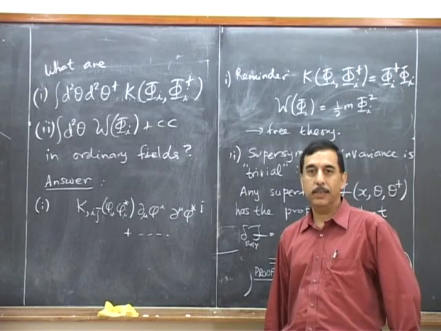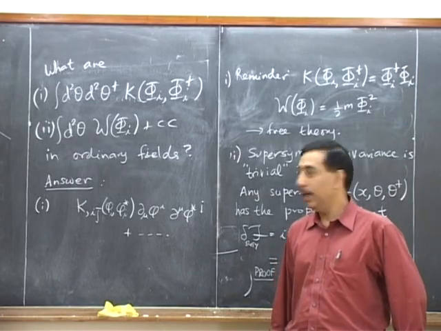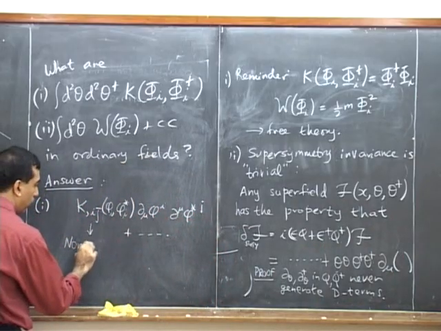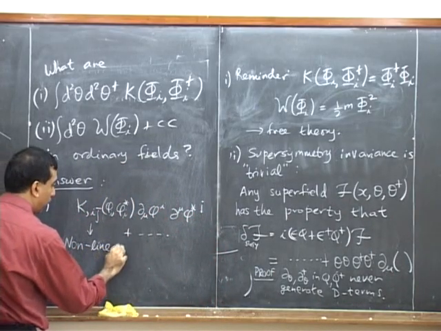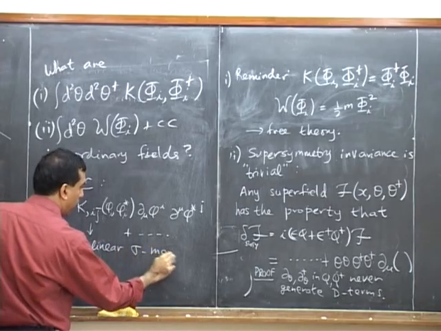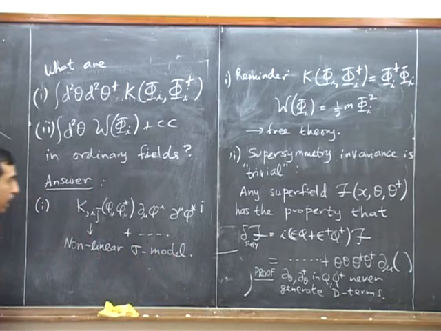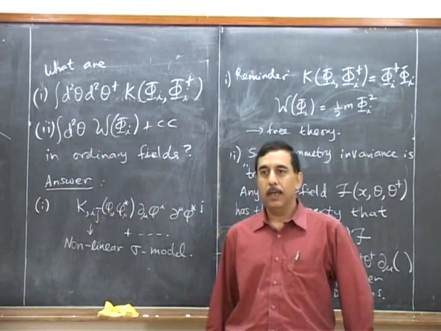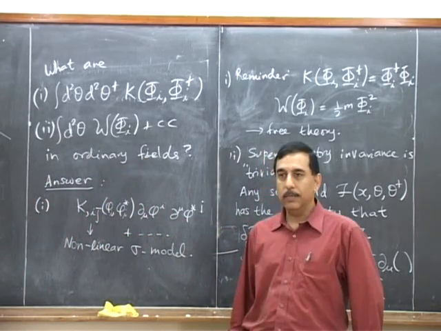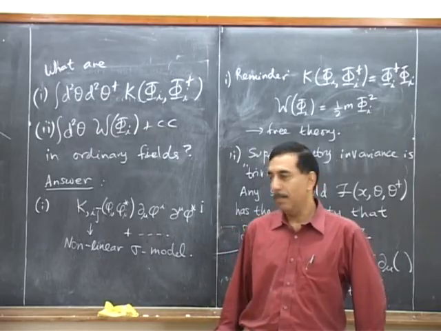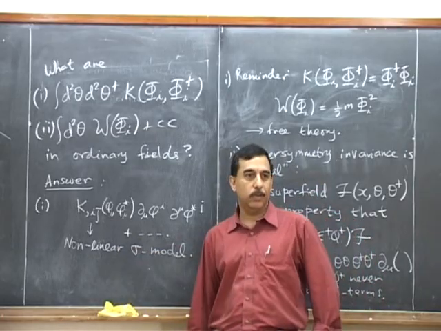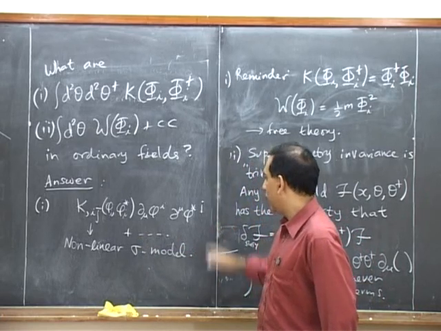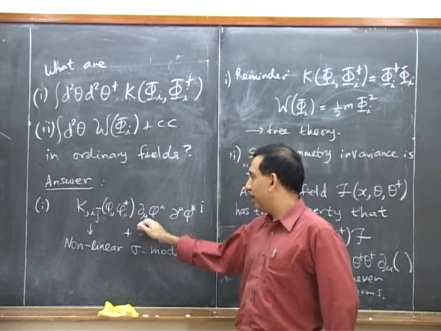Yes, it's called a non-linear sigma model. Okay. And what is the meaning of a non-linear sigma model? It's like a generalized kinetic term for a set of scalar fields, but with a non-trivial metric in the space of those fields. Okay.